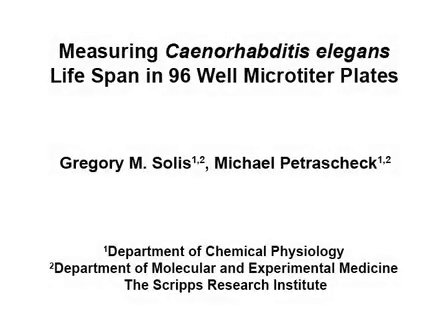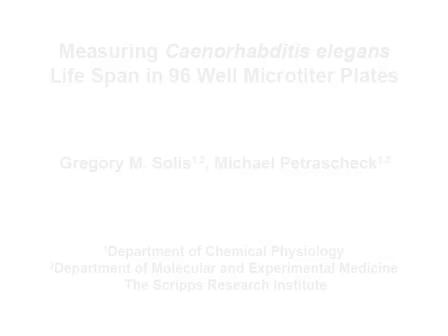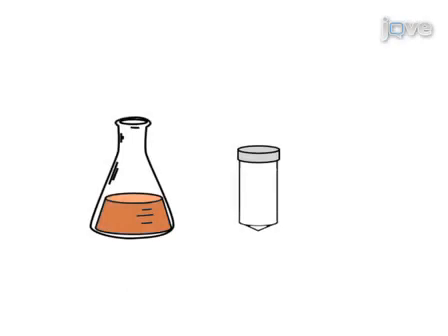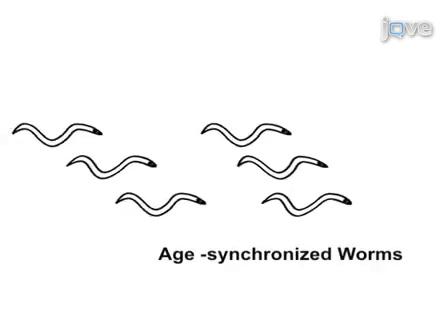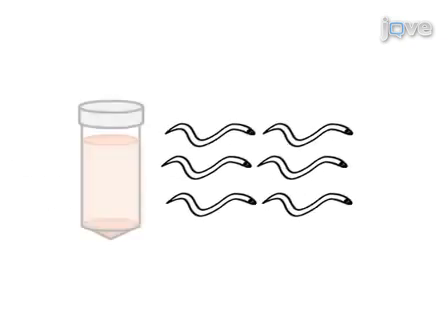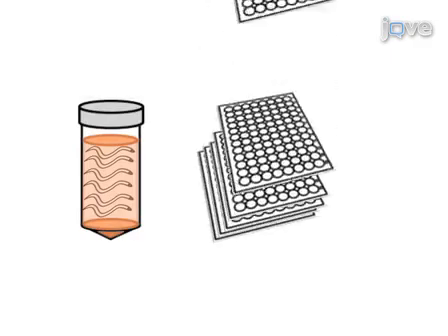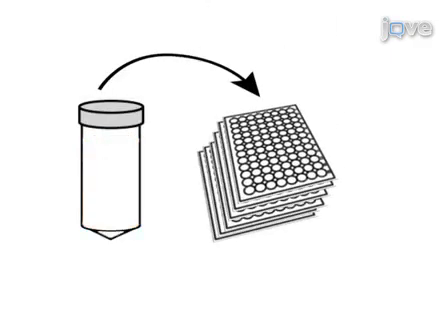The overall goal of this procedure is to measure the lifespan of C. elegans worms that were treated with drugs of interest. This is achieved by first preparing OP50, a bacterial strain which is used to feed the worms. An age-synchronized population of worms is then generated and seeded into 96 well plates together with the feeding bacteria, OP50.